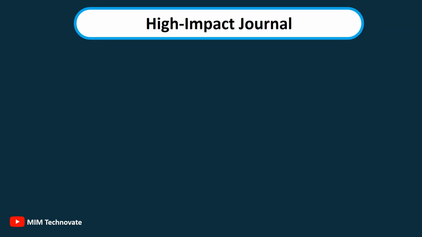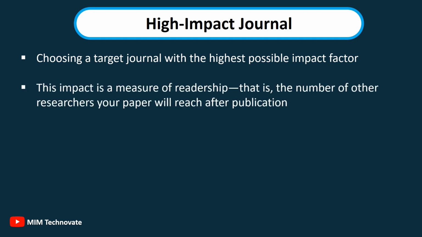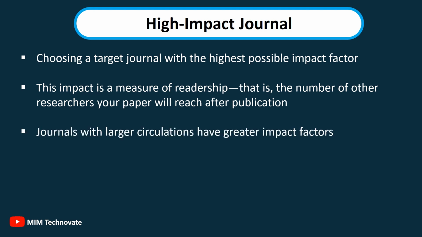What is a high impact journal? In academic publishing, aiming high includes choosing a target journal with the highest possible impact factor. This impact is a measure of readership. That is the number of other researchers your paper will reach after publication, at least in the context of publishing. Therefore, journals with larger circulation have greater impact factors. Recently released journals or journals read by fewer researchers globally would have lower impact factors.